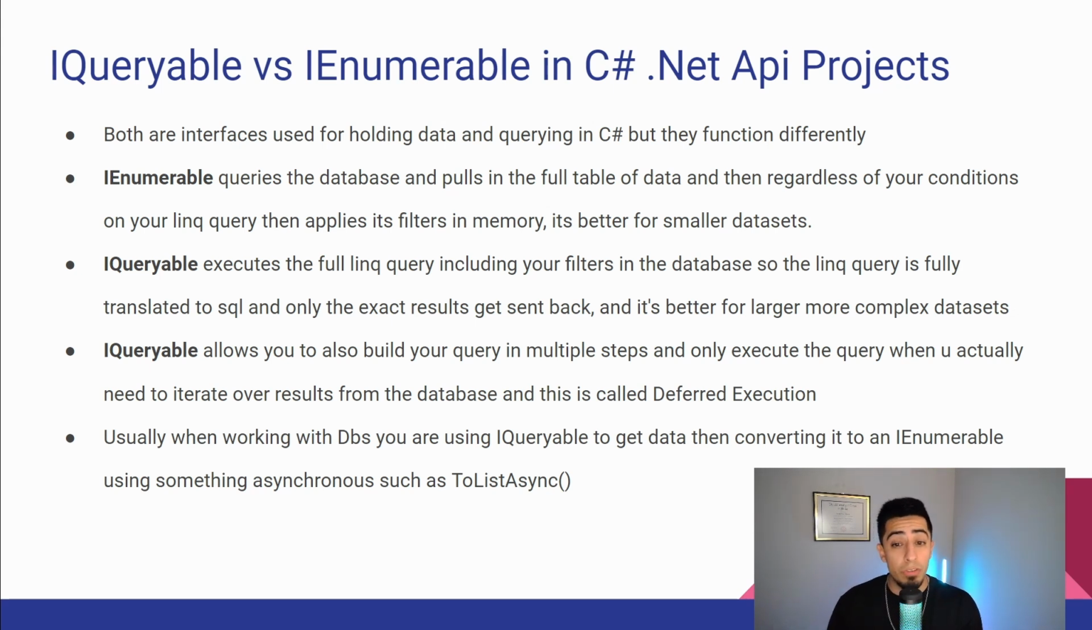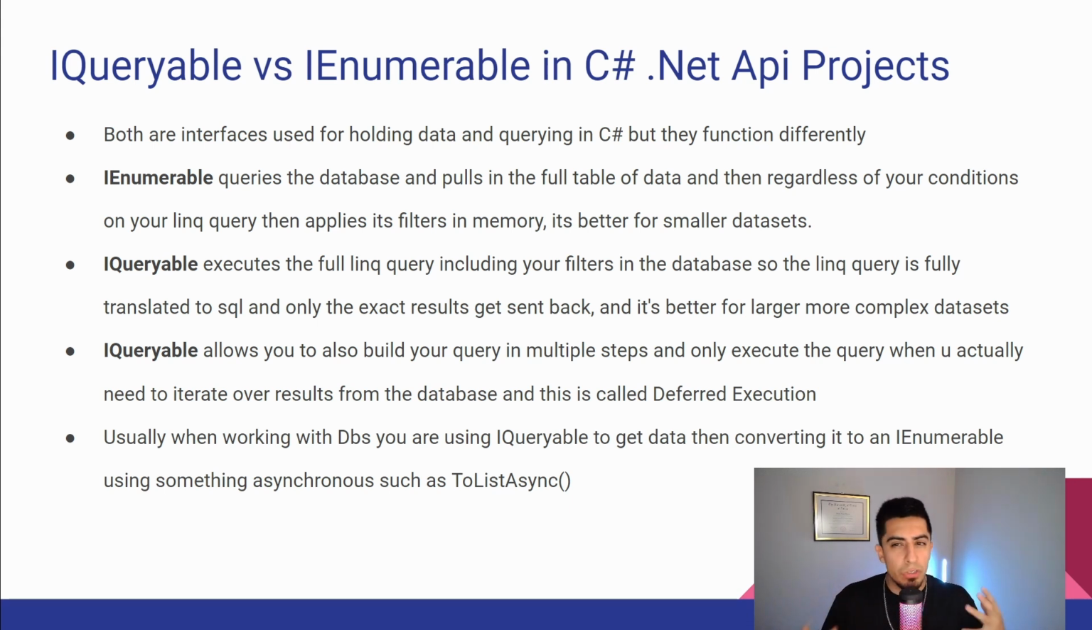IQueryable also allows you to build your queries in multiple steps and only actually go and retrieve from the database the results you want from your query when you actually need to iterate or need those results from the database. So that is by doing a foreach or calling ToList on something. That's when the query will actually execute. And this is called deferred execution.